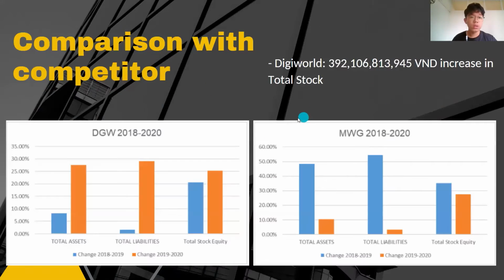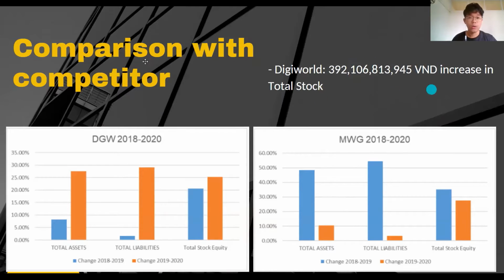Okay, so the next part, we will talk about the comparison with competitors. Our team chose DigiWorld as their rival, because this company is also quite impressive. It increased in total stock by around 392 billion in the 3-year period. But as we can see in the two charts, MWG is still more dominant in this field, and they have also shown why they are the top retailer in Vietnam.